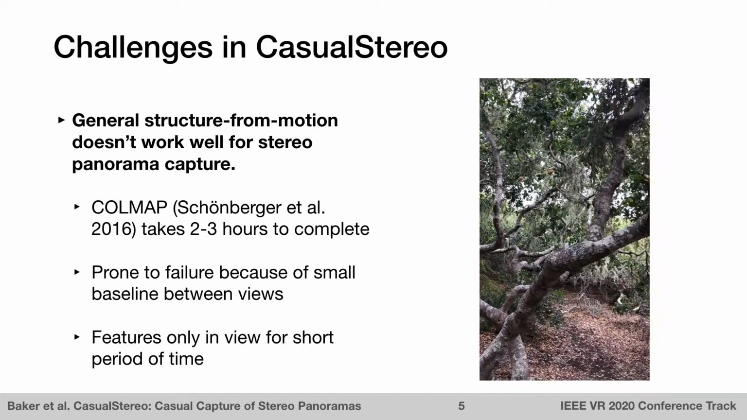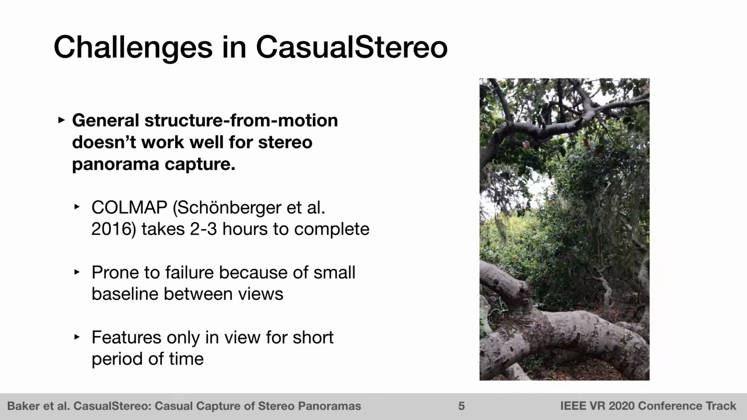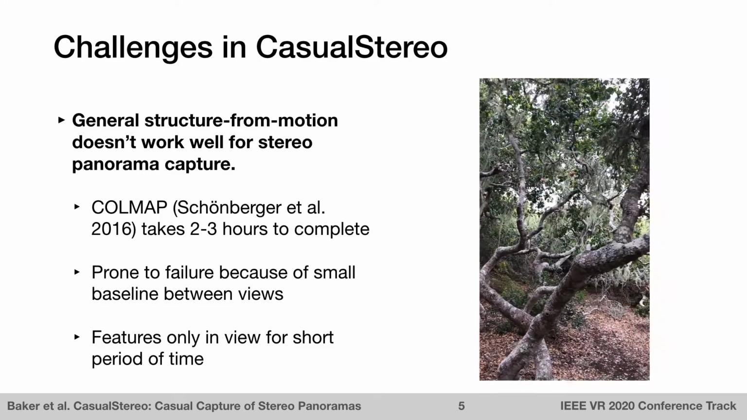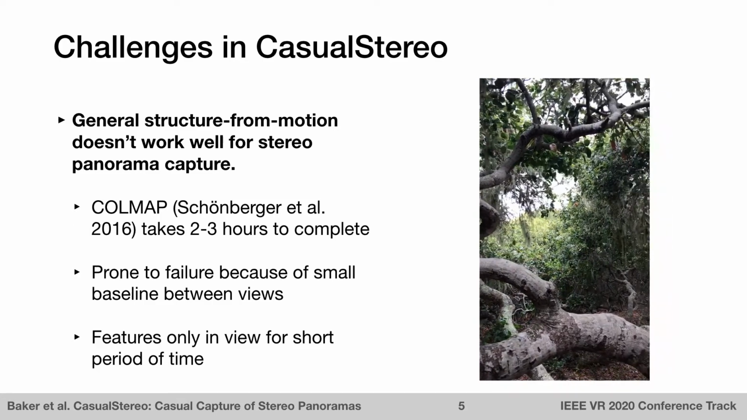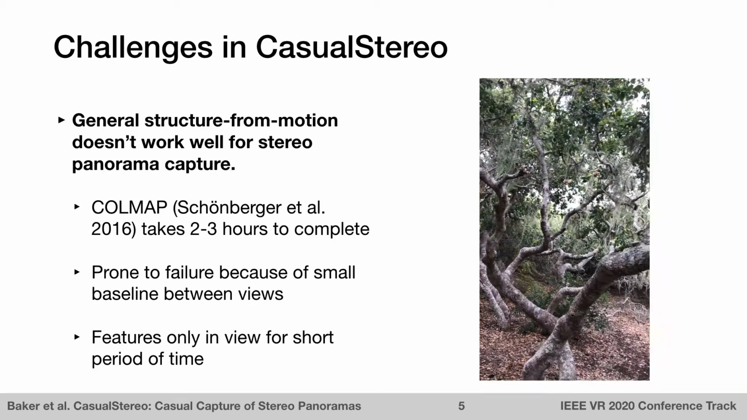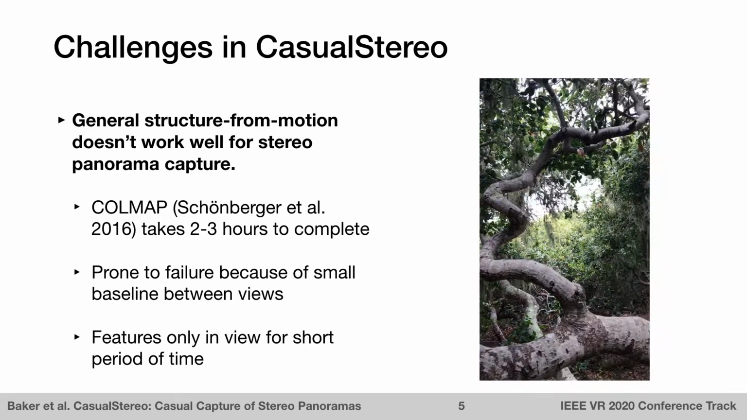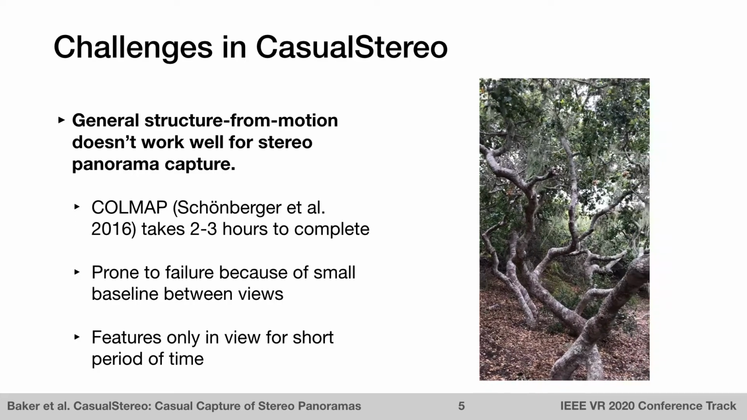So we have found that the use of general structure from motion tools is the major weakness in the casual stereo panorama pipeline. General SFM is not well suited to casual stereo panorama capture for several reasons. First, tools such as the state-of-the-art COLMAP system are slow, requiring 2 to 3 hours to process a scene of several hundred images.